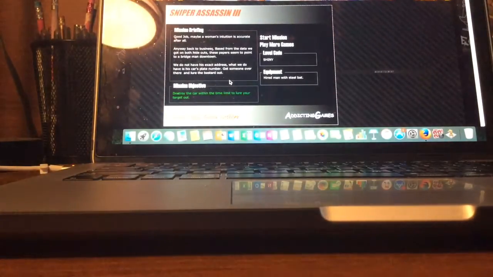Okay, next mission. Good job, Sean. Maybe a woman's intuition is accurate after all. Anyway, back to business. Based on the data we got on both hideouts, these papers seem to point to a bridge in downtown. We do not have the exact address, but we do have his car plate number. Get someone over there and lure the bastard out. Level code is shiny.